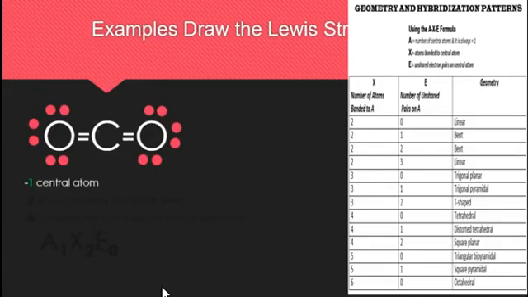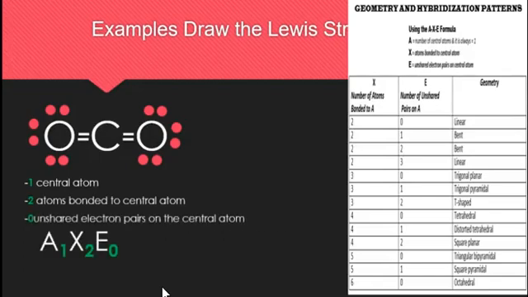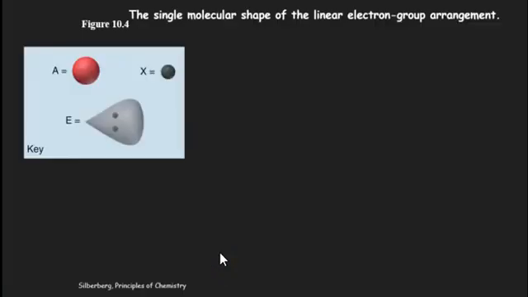That's an A of 1, an X of 2, and an E of 0. A 1, 2, 0 is linear. This molecule has been drawn here, linear. All right, so these are some of the geometric shapes.